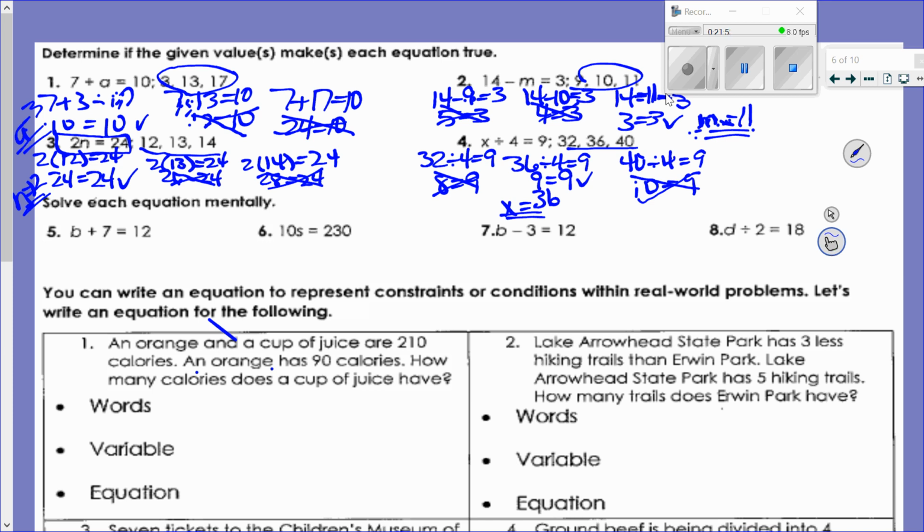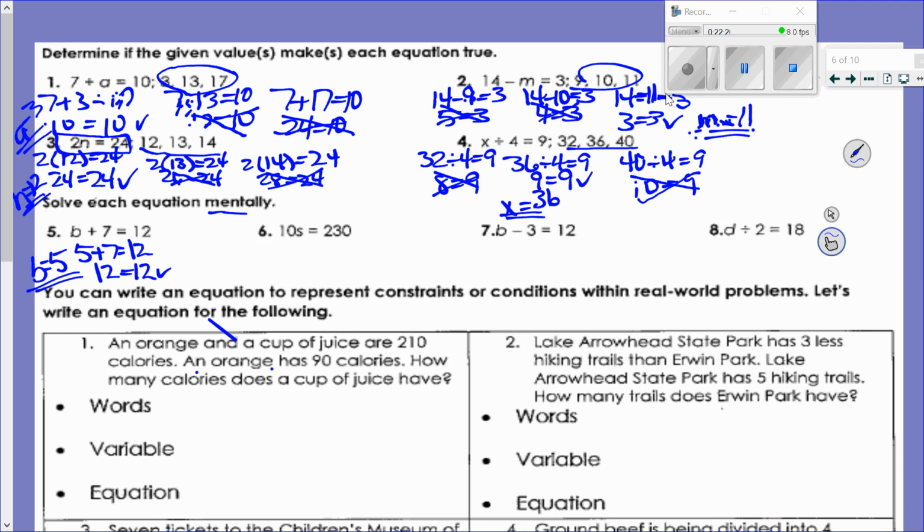So now we're going to do these ones mentally. Again, I don't like this, but I do want you to show that you get your true solution. So B plus 7, what should I put in for B? 5. So here's the work you should have on your paper, Chance. I only say that because I noticed all you did was write the answer. 12 equals 12. We hit check, so I can say that B equals 5.